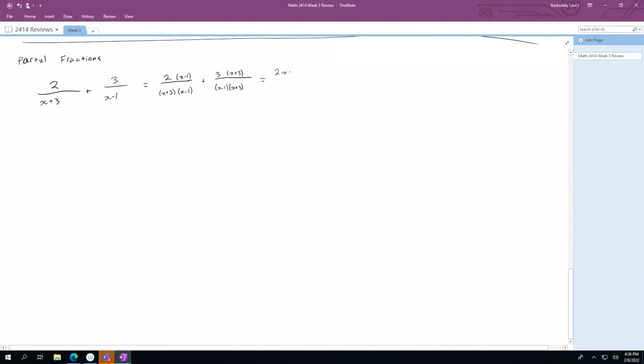And then that would get me 2x minus 2 plus 3x plus 3, all over my new common denominator. And that would get me 5x plus 1 all over x plus 3 times x minus 1. Right? So that's just a quick review on how we add some fractions when they have some functions in them. But we can actually undo this process.